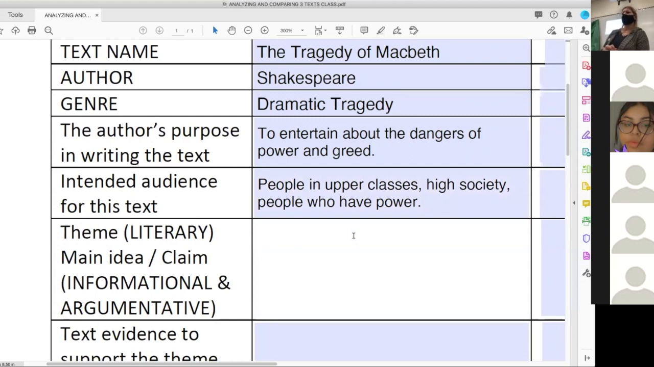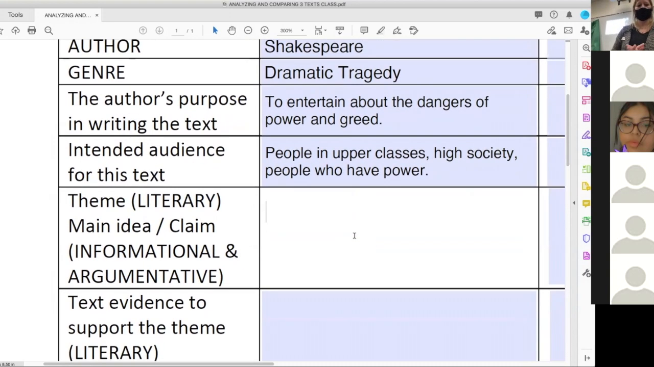He wasn't writing to the commoner on the street about the dangers of power. That audience would not have related to that. They may have been entertained mildly about it, but the message wasn't for them. So in thinking about intended audience, you're thinking about who is this message for?